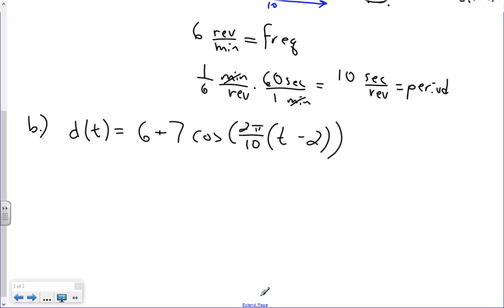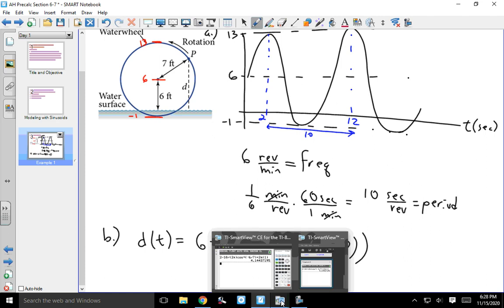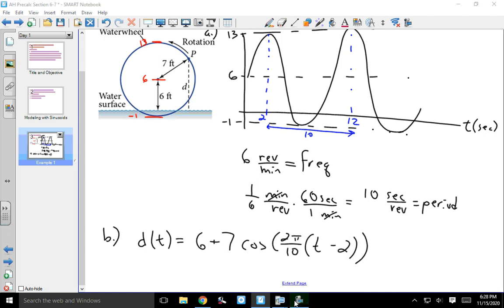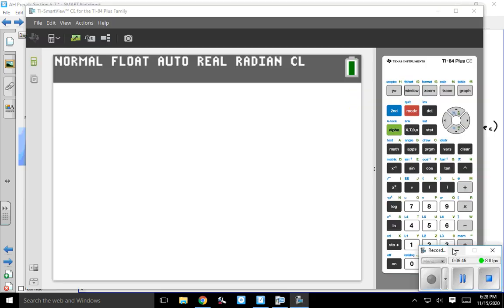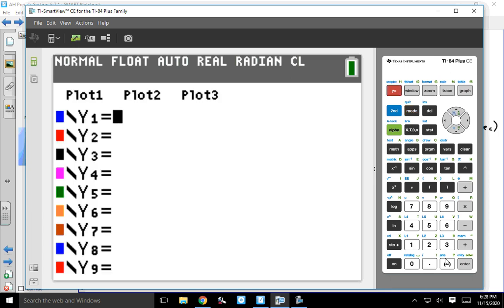And it said confirm by graph, so let's grab our calculator and verify that that, in fact, is the right sketch of this thing. All right, so let's just punch this into y1 here. So we got 6 plus 7 cosine of 2 pi divided by 10 times x minus 2 is what we had.